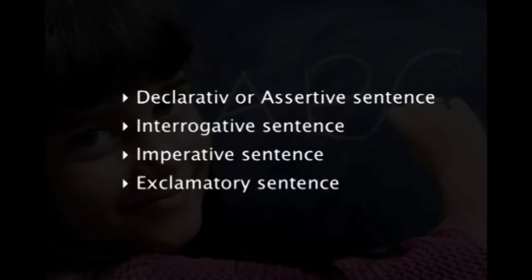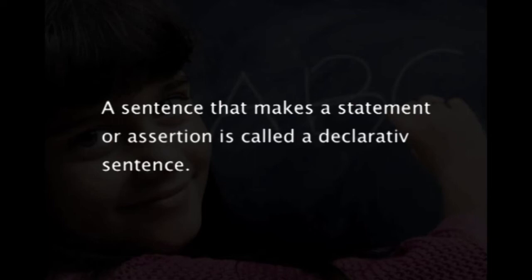There are 4 types of sentences: declarative or assertive sentence, interrogative sentence, imperative sentence, and exclamatory sentence. Now let us look at each type of sentence in detail. The first one, the declarative or assertive sentence. A sentence that makes a statement or assertion is called a declarative sentence. For example, I want to learn English well, or she knows 5 languages. So it is called a declarative or assertive sentence.